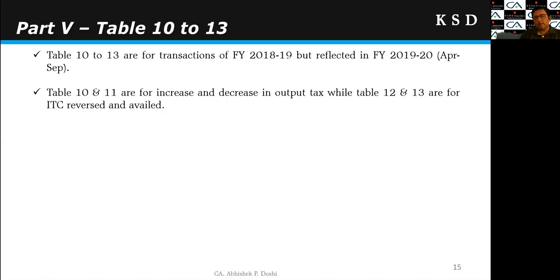Then tables 10 to 13, we all know that these four tables mainly pertain to the transactions of the current year, which are reflected in the GST returns of the next year. Right? Say for example, sales or credit note for sales return or input tax credit availed or ITC reversed of FY 18-19, but reflected in FY 19-20, first 6 months, April to September. Then these transactions or this tax amount will be reflected in tables 10 to 13 and not tables 4, 5, 6, 7 or 8, right?